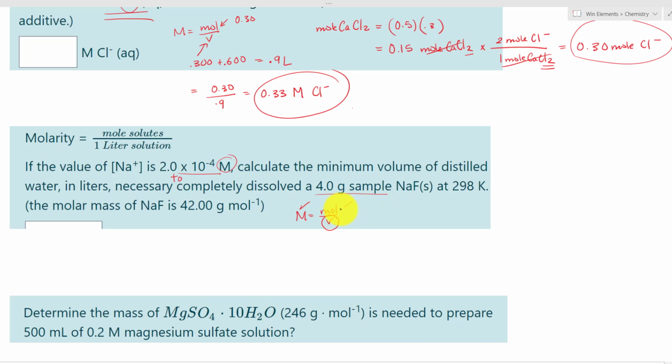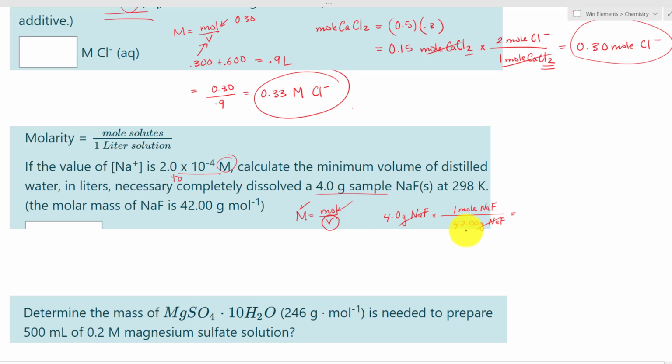Well, what we can do is we can convert gram to mole. That's pretty easy, right? Pretty straightforward. We have 4.0 grams of sodium fluoride right there, and we are given the molar mass, which in this case is 42 grams per mole. So we have 42.00 grams of NaF, and this is 1 mole of NaF right there. The grams cancel out.